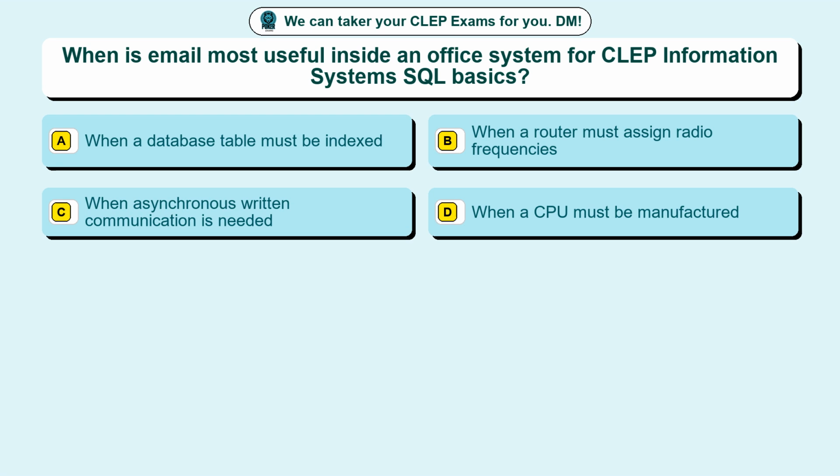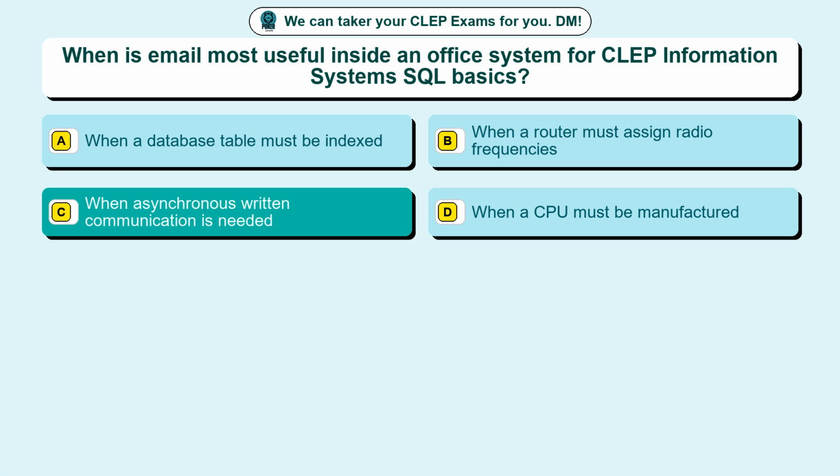Question 4. When is email most useful inside an office system for CLEP Information Systems SQL Basics? Option A. When a database table must be indexed. Option B. When a router must assign radio frequencies. Option C. When asynchronous written communication is needed. Option D. When a CPU must be manufactured. The correct answer is option C. When asynchronous written communication is needed.